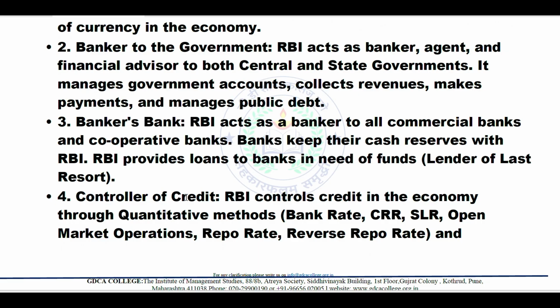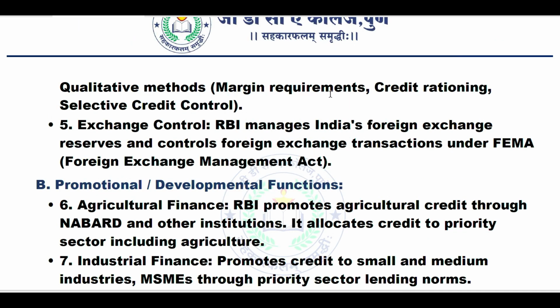Number 4, controller of credit. RBI controls credit in the economy through quantitative methods: bank rate, CRR, SLR, open market operations, repo rate, reverse repo rate, and qualitative methods like margin requirements, credit rationing, selective credit controls. Number 5, exchange control. RBI manages India's foreign exchange reserves and controls foreign exchange transactions under FEMA, that is Foreign Exchange Management Act.